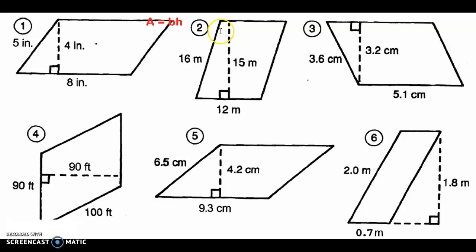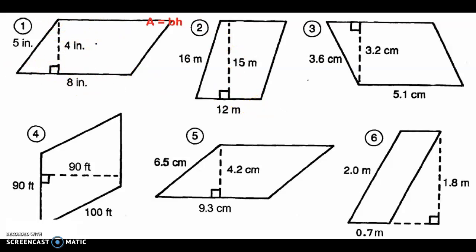And then our height is always located by this little right angle right here. And the height is that dashed line. So that's what you guys should look for when we're solving these problems. Look for that dashed line to find our height. That should be the easy one to find, that little dashed line. And then our base is just that bottom or top.